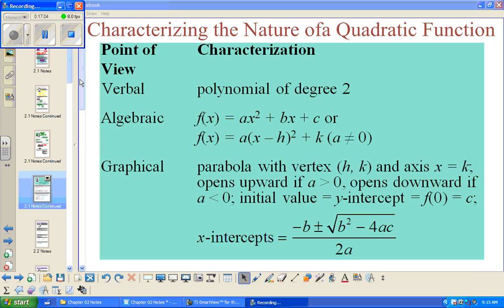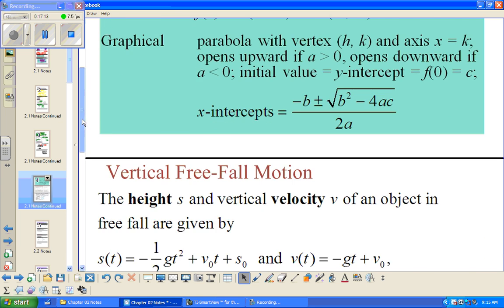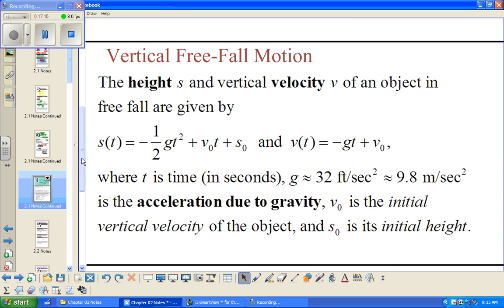I've run out of time on this video, so I'll let you just copy down this summary of the quadratic function. So pause here, copy that down, read through, and then the same with the vertical free fall motion.